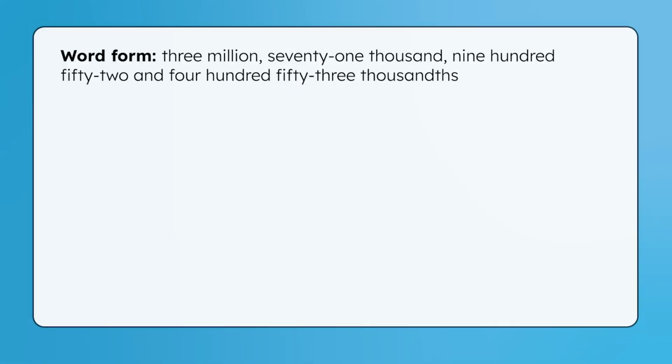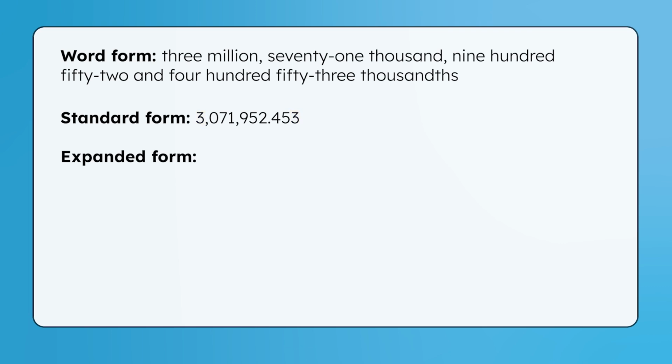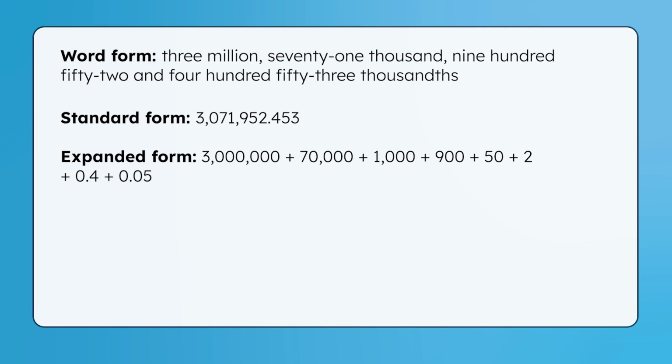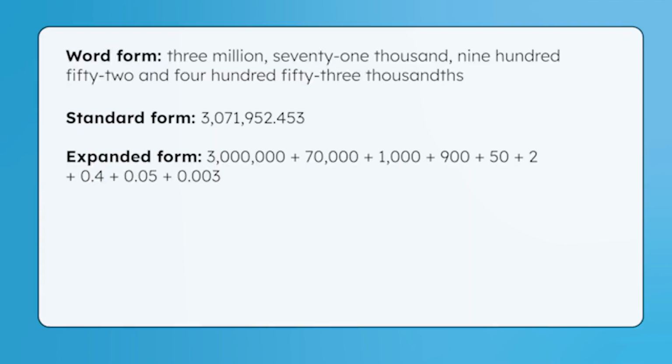How did you do? The standard form of this number has a 3 in both the millions and the thousandths places, and the expanded form is 3 million plus 70,000 plus 1,000 plus 900 plus 50 plus 2 plus 4/10ths, plus 5/100ths, plus 3/1000ths. Remember, we don't record plus 0 if there is a 0 in a place value, because adding 0 doesn't add any value.